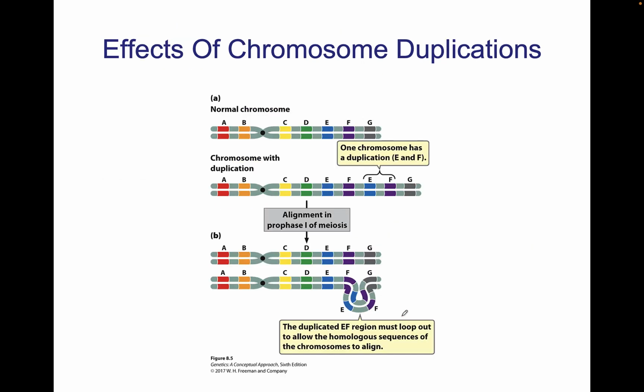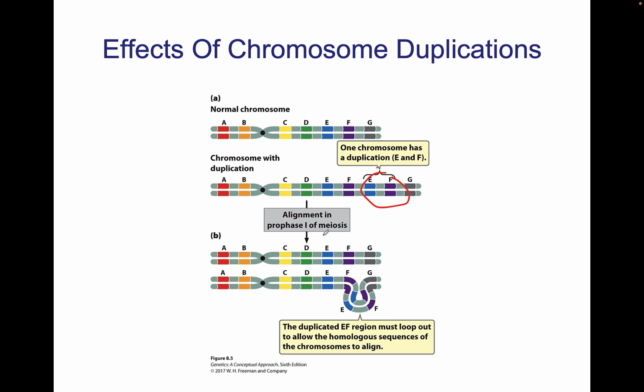So what are some effects of chromosome duplication? Primarily, you're going to have a major effect on the phenotype of that cell. For example, when you look at this normal chromosome, it goes from A to G. When you have chromosome duplication, you have that duplicated EF region that has been added. So now you're adding multiple copies of, in this case, genes.